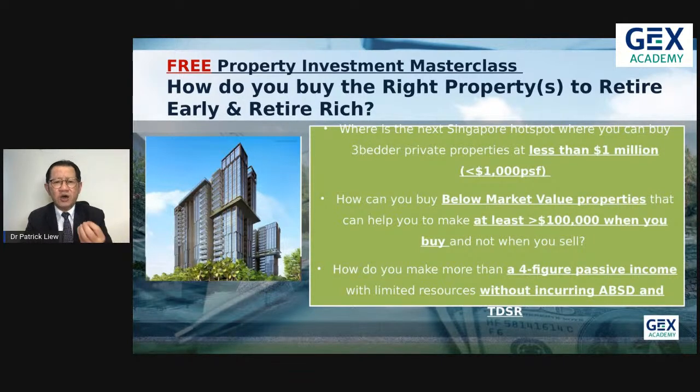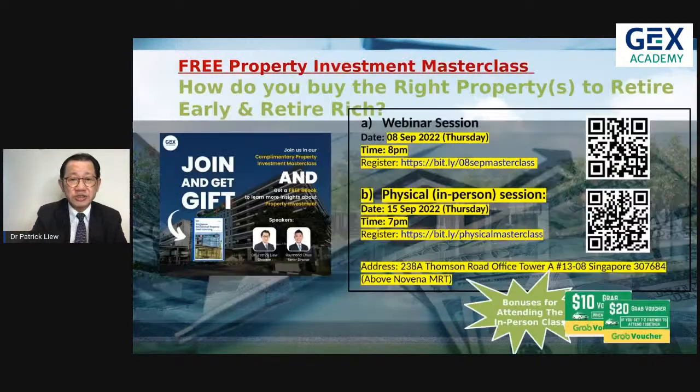And I'll be looking at how to buy the right property, and retire early and retire rich. I'll be covering things like how do you discover the next property hotspots, and where do you invest so that you can get the best property at below market value. How do you make a passive income, a 5-figure or 4-figure passive income, without incurring some of these cooling measures.